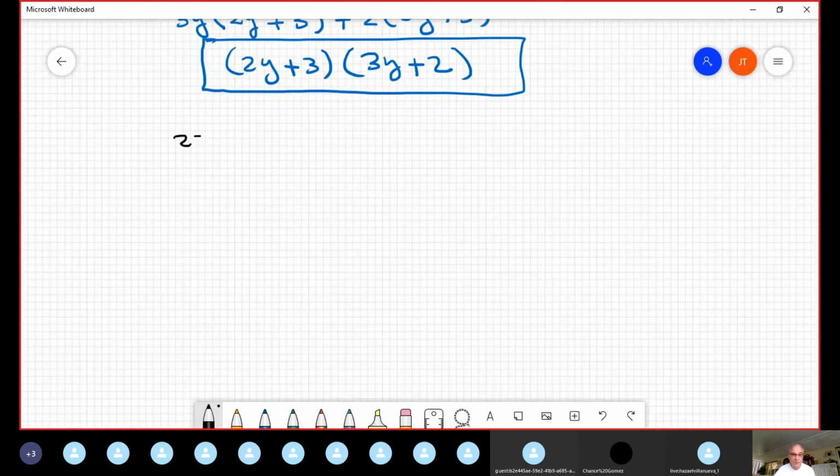Problem 25 is 9c squared minus 6c minus 8. What should I do? Get the GCF.